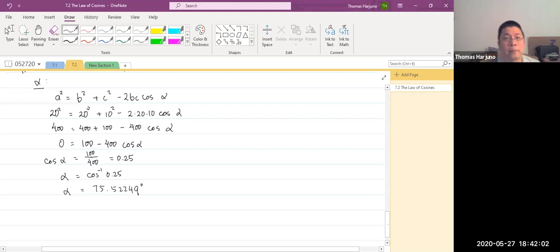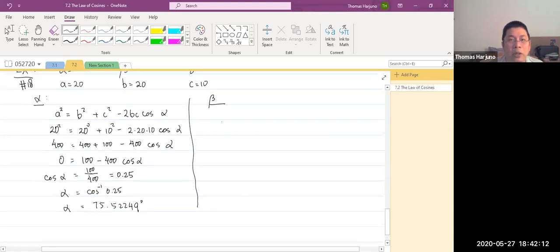Okay. Now then, how about angle beta? You can apply the law of cosines again if you want to, but I would just use the common knowledge. Since side A equals side B, then angle alpha equals angle beta, which is 75.52249 degrees.